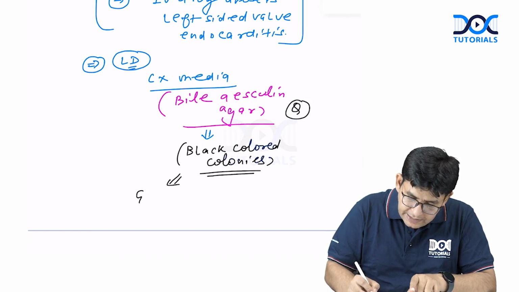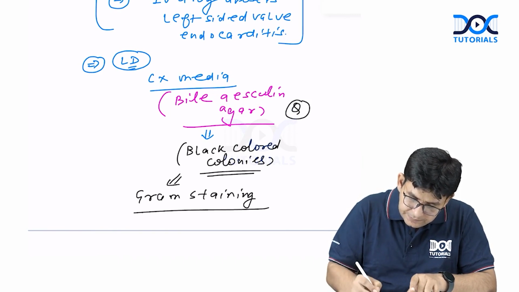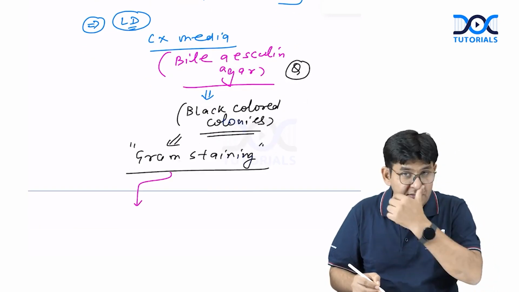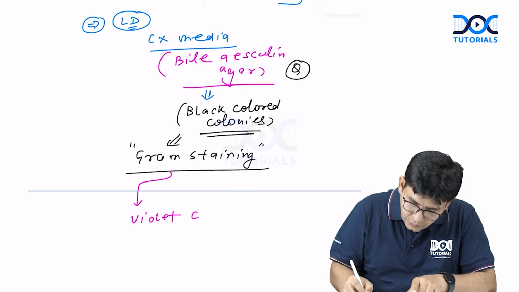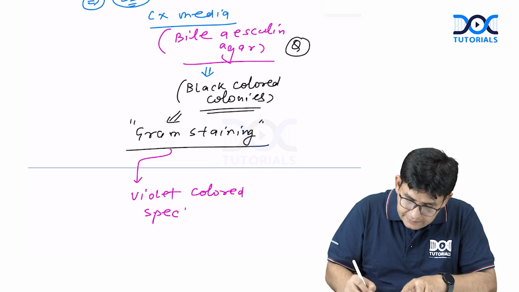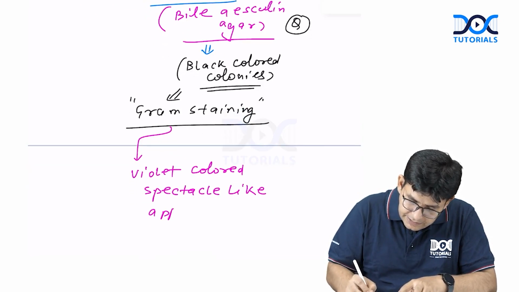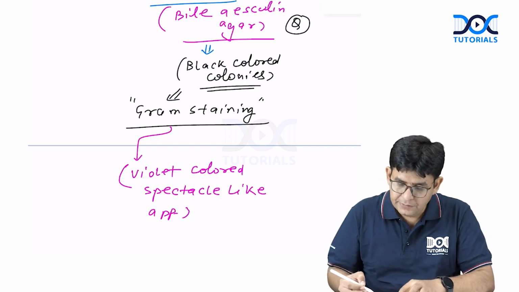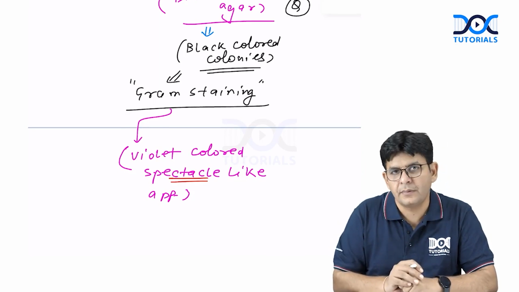And when you do the gram staining of them, it's a gram-positive cocci. So it will look like which color, guys? Violet color. So a violet colored spectacle-like appearance happens to be of this particular bacteria in the gram staining. Spectacle-like.